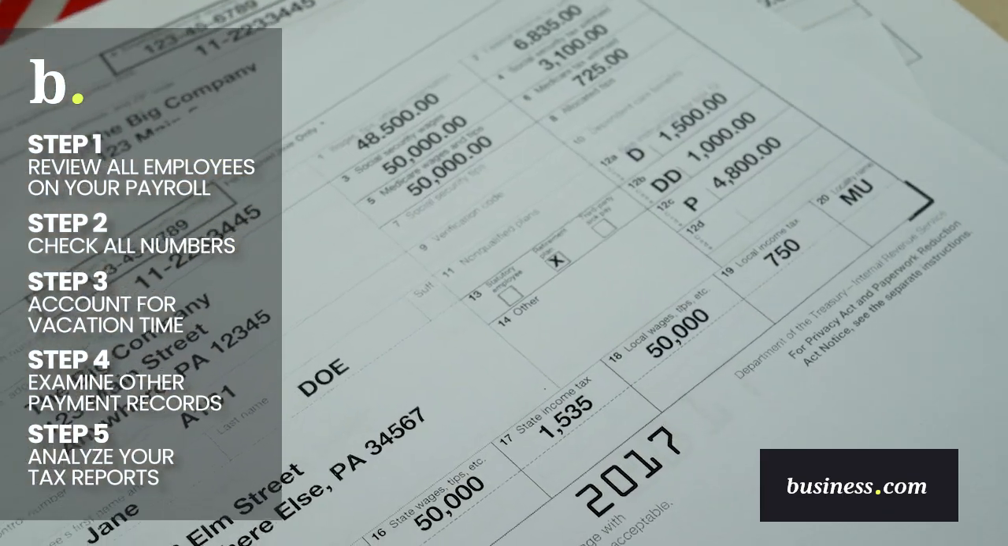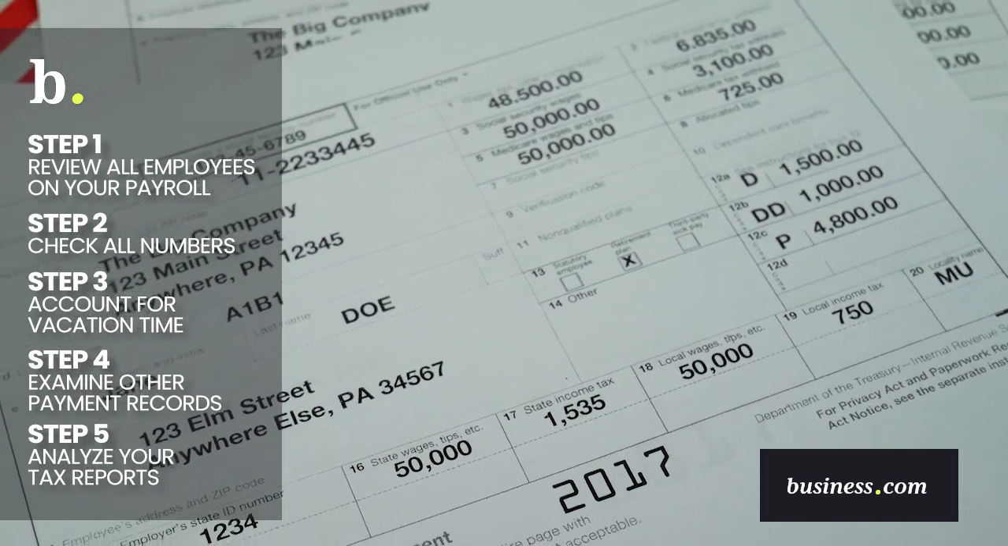Step 5. Analyze your tax reports. When you pay employees, you must withhold income, Medicare, and Social Security taxes. Your payroll software should handle this task and have timestamped records of these withholdings.